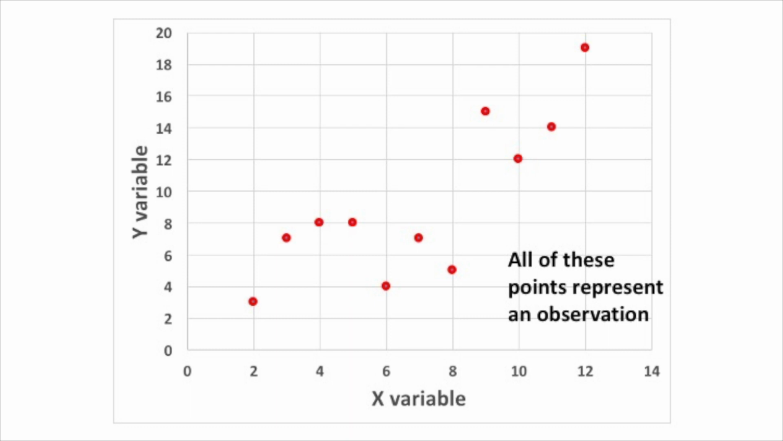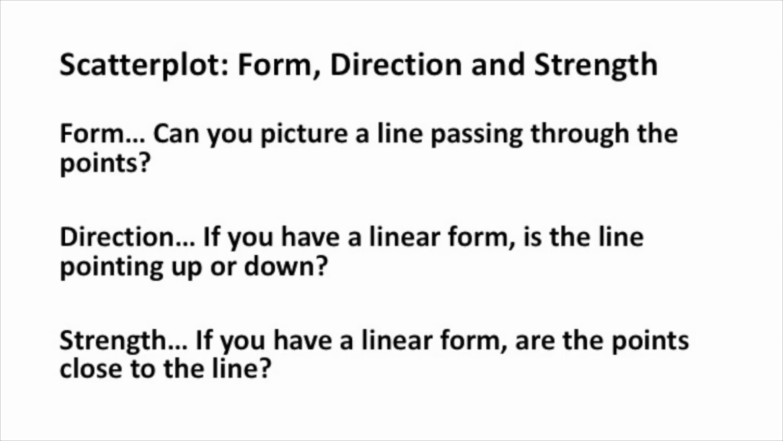represent different observations. After making a scatter plot, you want to characterize the form, direction, and strength. So for form, the question is, can you picture a line passing through the points? If so, you'd say it has a linear form. For direction, once you've identified a linear form, the question is, is the line pointing up? If so, it's a positive relationship, or down, and that makes it a negative relationship.